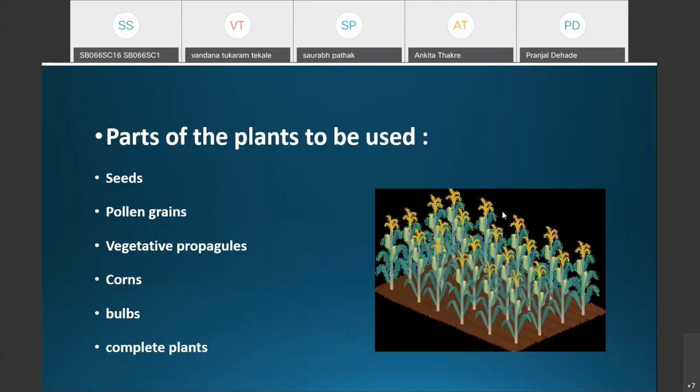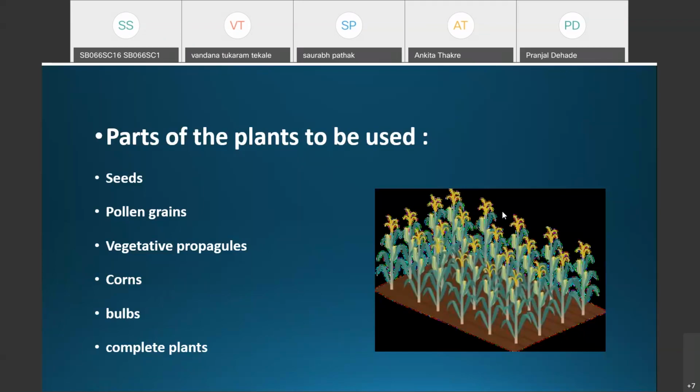Different plant parts are used in mutation breeding, like the seeds, seedlings, then the vegetative cuttings, and the entire plant can also be used. The plant part to be used depends upon the objective of the plant breeding. For example, if the plant is to be used in hybridization, then generally the pollen grains are treated with the different mutagens.